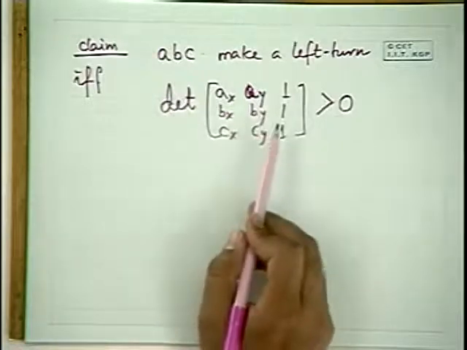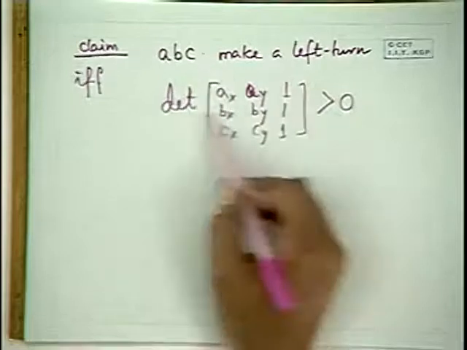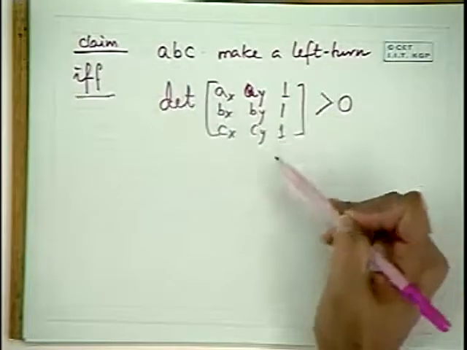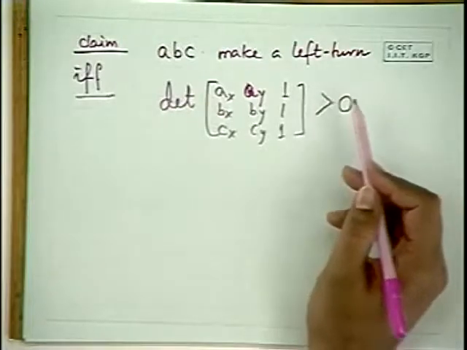And if it is less than 0, it will make a right turn. It's an if and only if condition. And actually if it is 0, that means these 3 points are collinear, and we will not consider that case. We will assume that no 3 points are collinear.